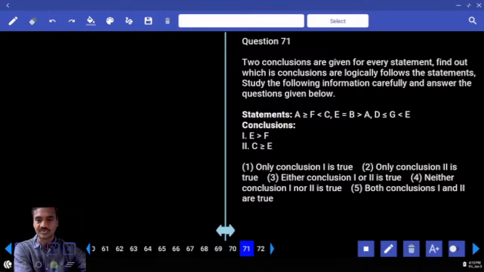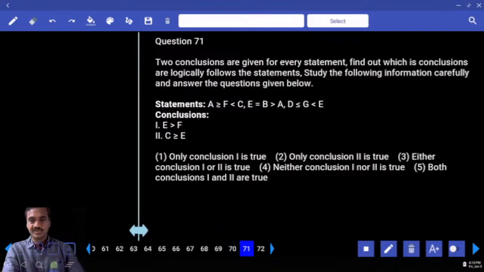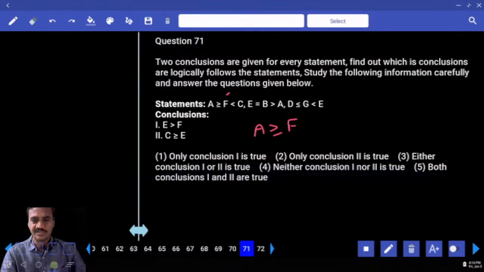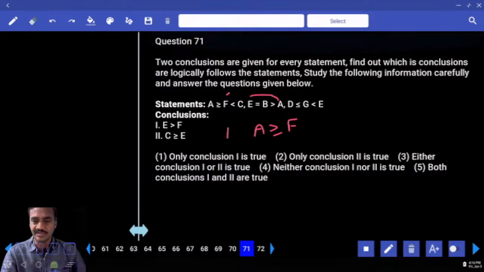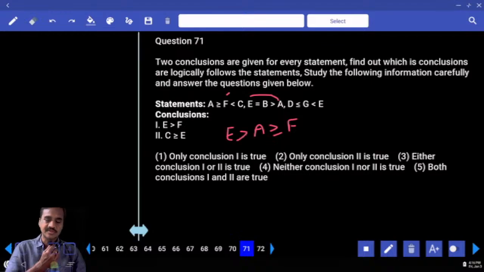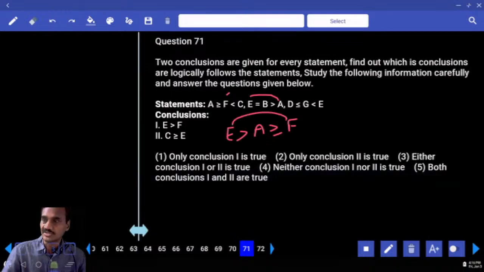Then starting with question number 71, the relation between E and F. Now here E and F are given. Which element is common? A is common. A greater than or equals to F, and at the same time, E greater than A. E greater than A greater than or equals to F, hence E greater than F. Definitely true or not? From E to F, which symbol is common?